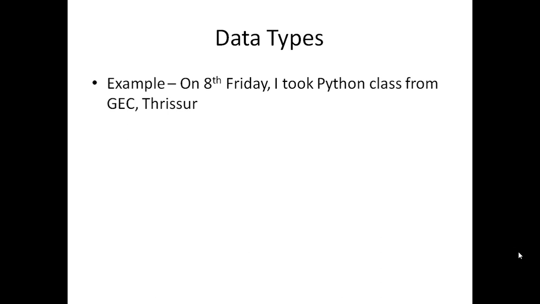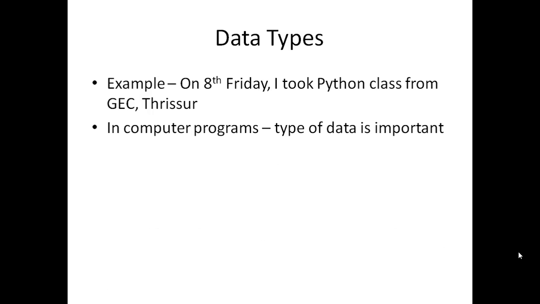So in the real world, there is a lot of data. If you say some sentence like this, "On 8th Friday, I took Python class from GEC Thrissur," in this text itself, there are different kinds of data being processed. If you say 8th Friday, it is a kind of date. Python is something related to a subject, and GEC Thrissur is something related to an address. So in a small sentence itself, we see different kinds of data.